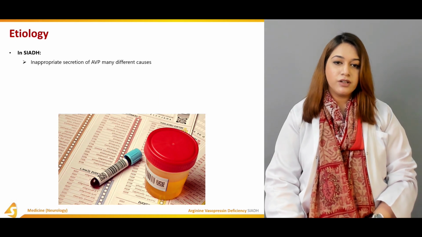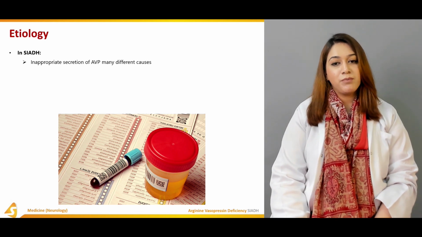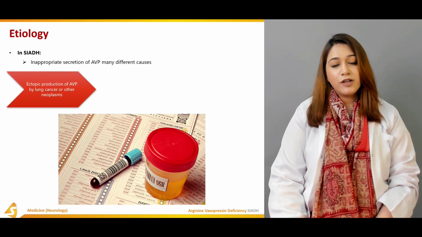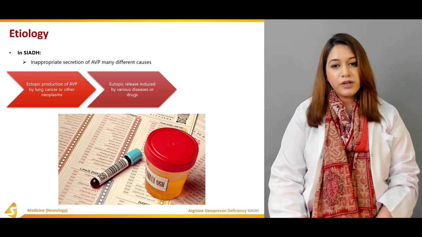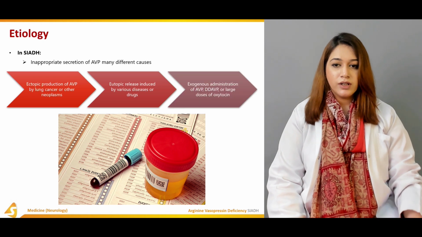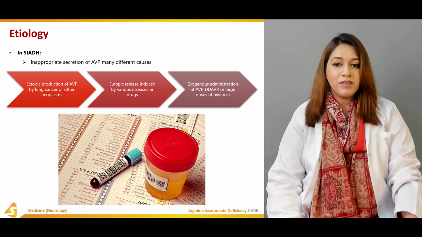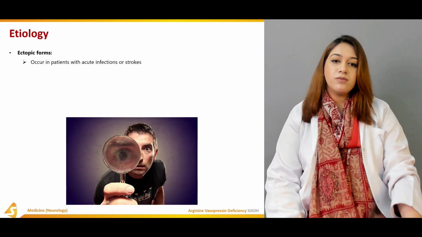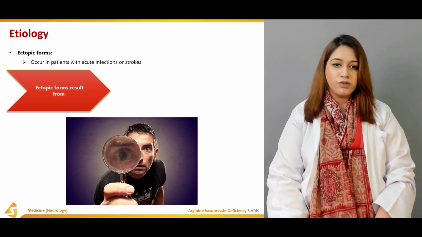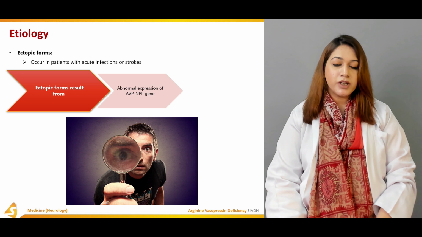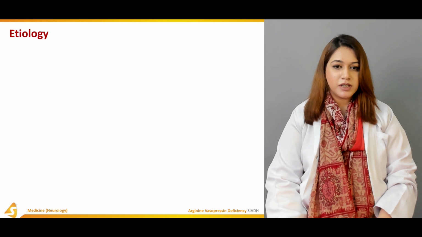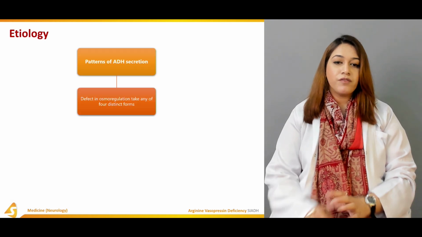In SIADH, there is inappropriate secretion of AVP. It has many different causes: ectopic production of AVP by lung cancer or other neoplasms, and eutopic release induced by various diseases or drugs. And there is exogenous administration of AVP, DDAVP, or large doses of oxytocin. The ectopic forms occur in patients with acute infections or strokes. They result from abnormal expression of the AVP-NP2 gene either by primary or metastatic malignancies.